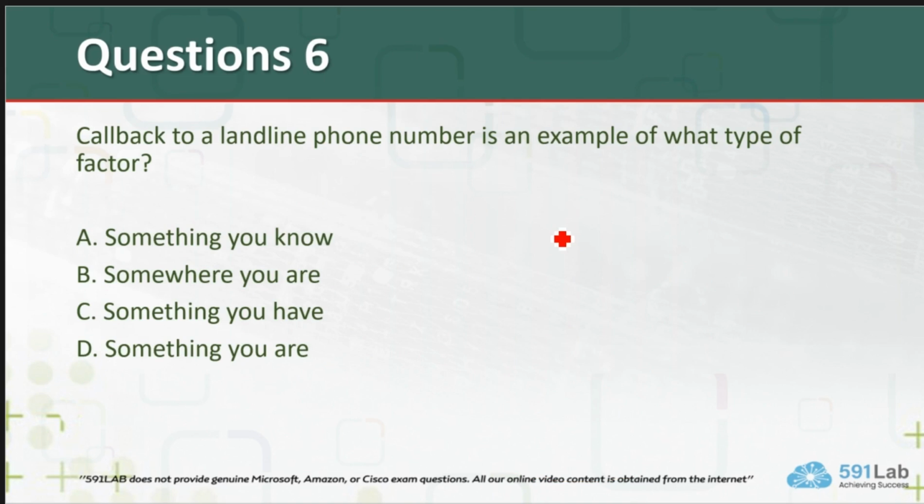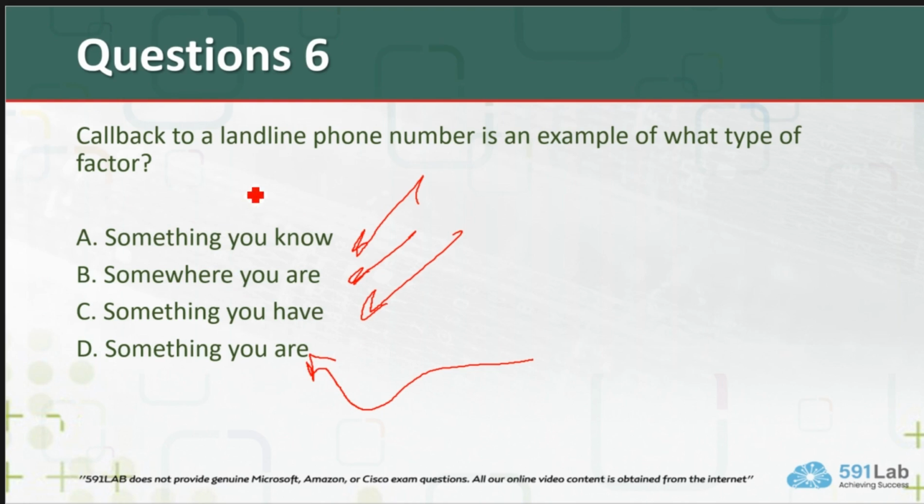Question number 6. Call back to a landline phone number is an example of what type of authentication factor? Is it something you know, somewhere you are, something you have, or something you are?